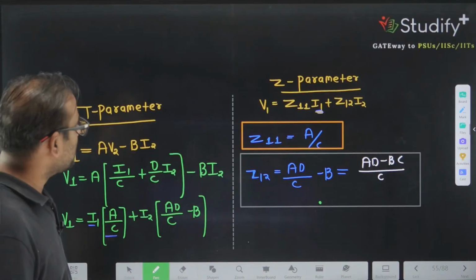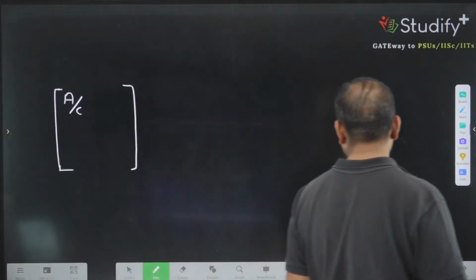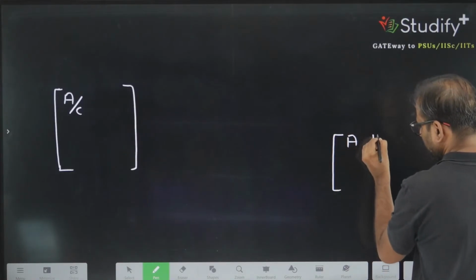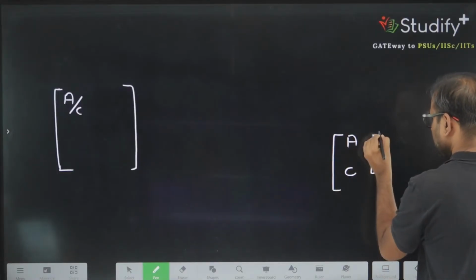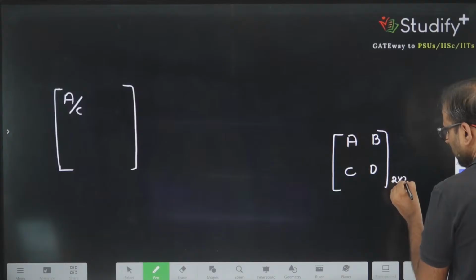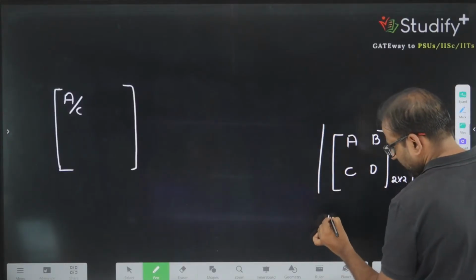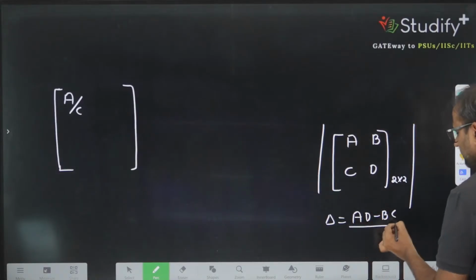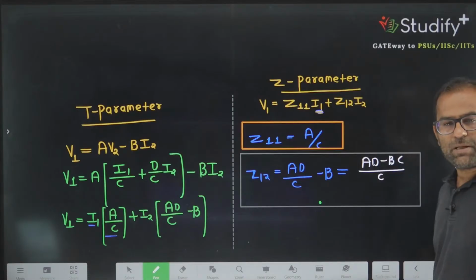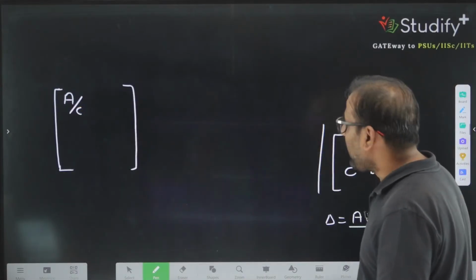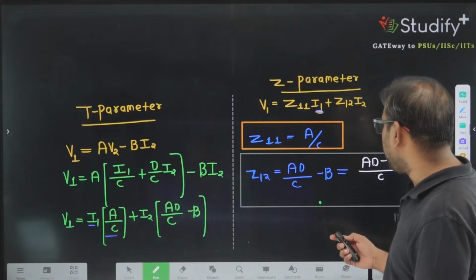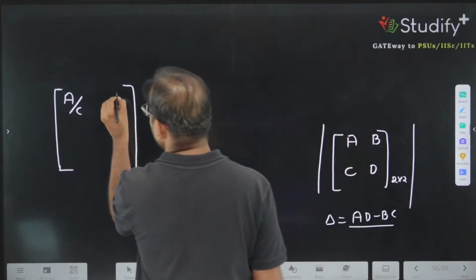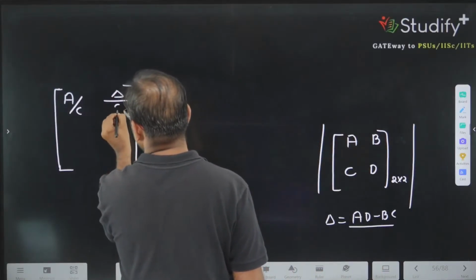Z12 is, okay, for ABCD parameter, if ABCD parameter is given by this, a 2 by 2 matrix, then can I say the determinant of this matrix is what? AD minus BC. So AD minus BC can be represented as determinant. So Z12 is AD minus BC, which I can write as determinant divided by C, of course.